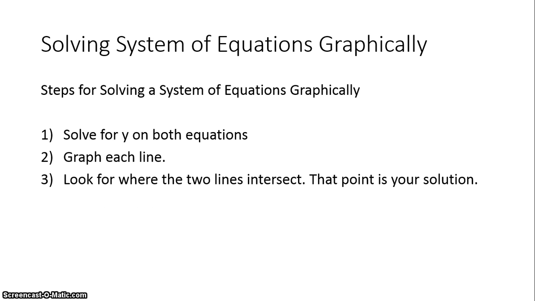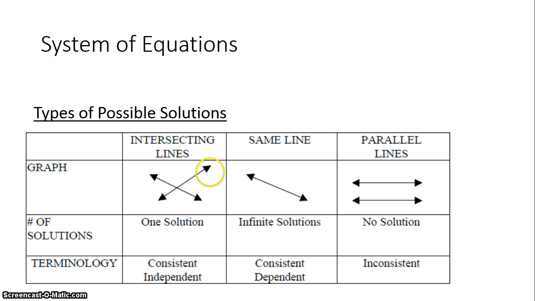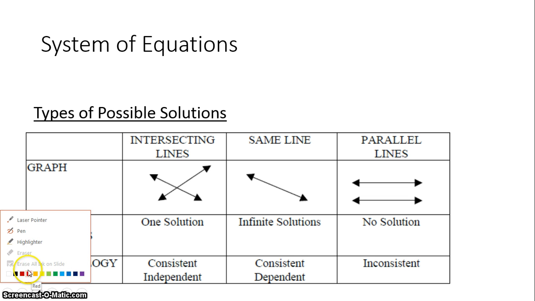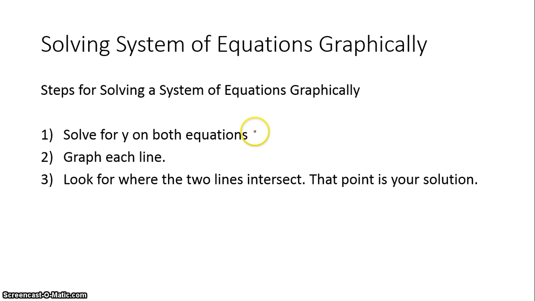So here are some steps for solving a system of equations graphically. Your first step is to solve for y on both equations. Really what I'm looking for here is, first, my little... oops, let's see, it doesn't want to... there we go. So going back, sorry. When I look at this, solving for y, I'm basically looking for y equals mx plus b.